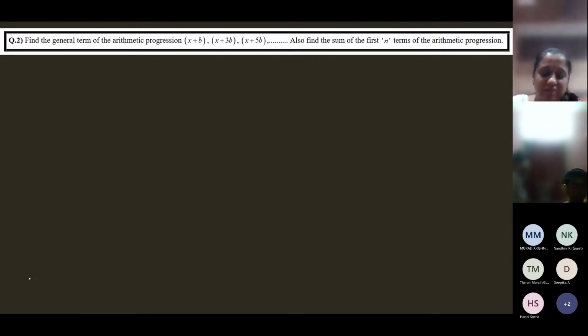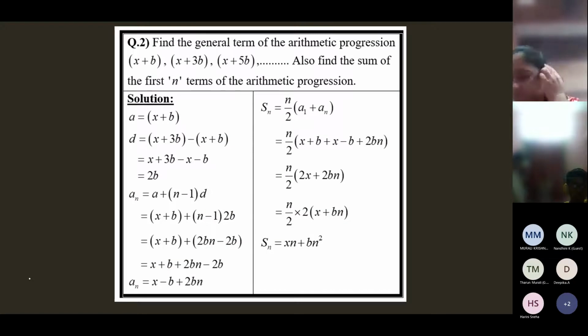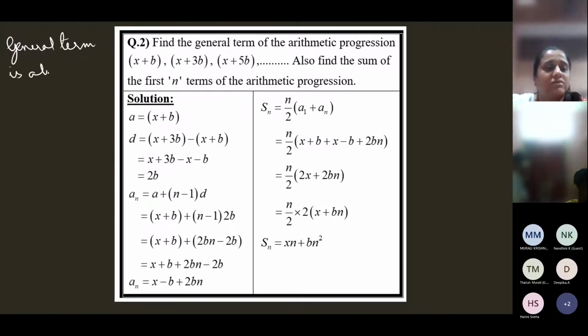Okay, I'll show you the answer slide. Write on the question and work this. And remember, please make a note of this. General term is always linear in n.